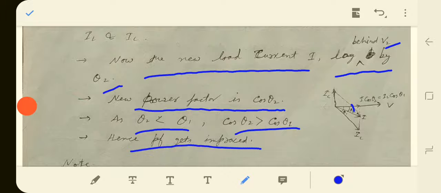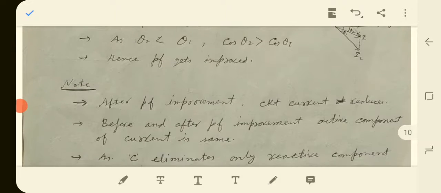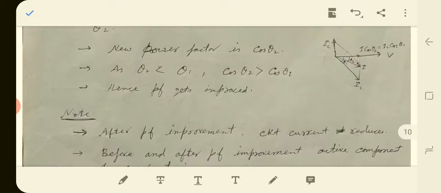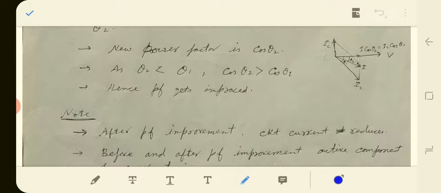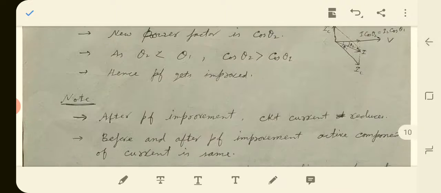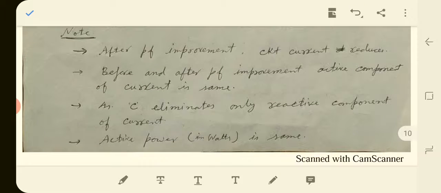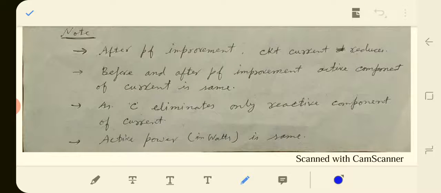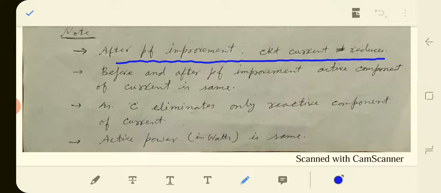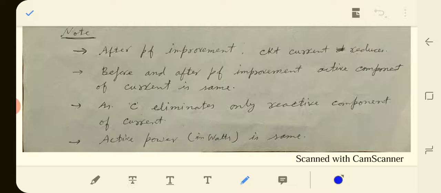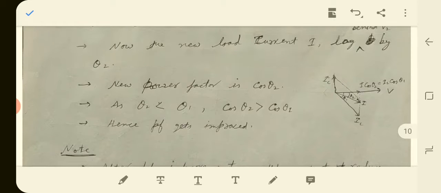Hence power factor gets improved. As cos phi 2 is greater than cos phi 1, the power factor gets improved. Note, there are some notes that we should understand. After power factor improvement, circuit current reduces.